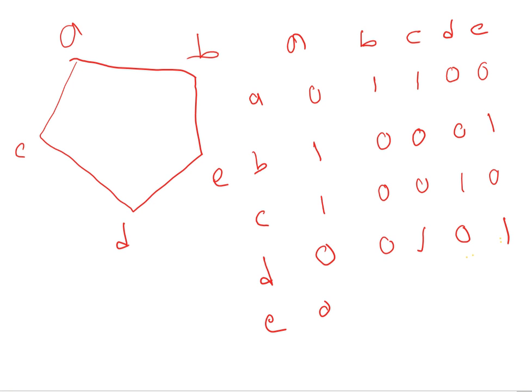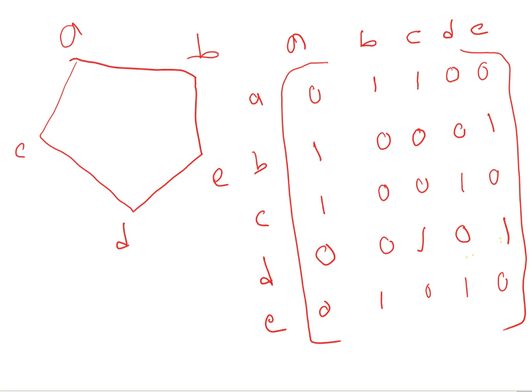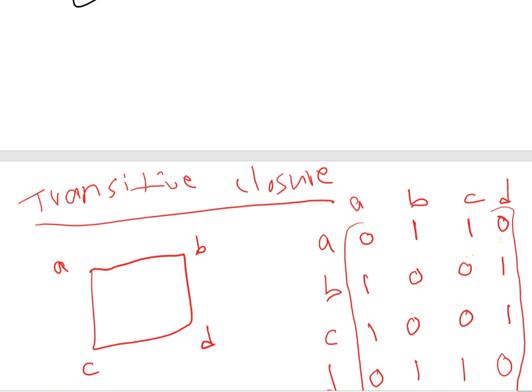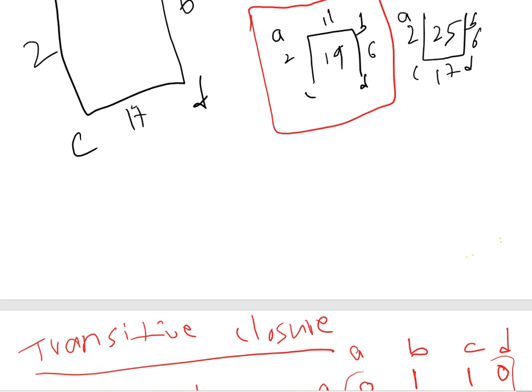E to B, E to C, E to D, 0. E to E, 1. So this is the transitive closure. See, graphs are very easy. You can learn it. So today we have seen what is a minimum cost spanning tree and what is transitive closure. So what are the properties of minimum cost spanning tree?